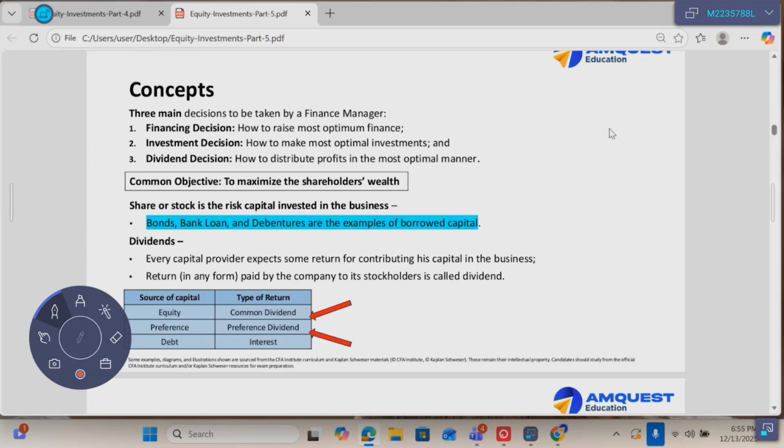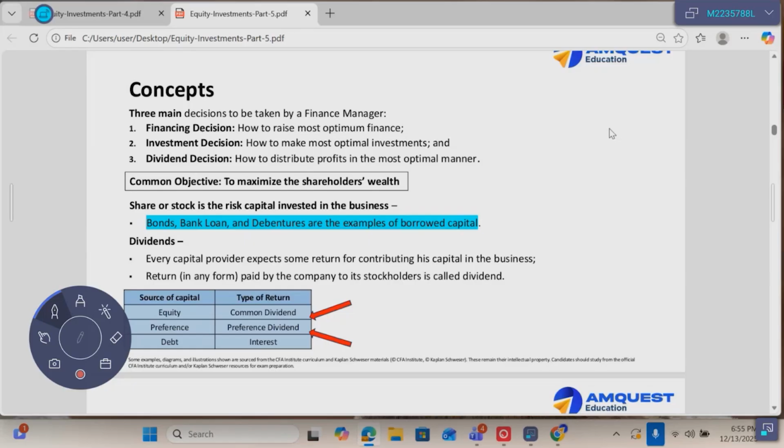Now, if I take debt, it will come at a cost. The cost means I have to give them interest. Interest means eating away the profits of the company. So profits se agar interest ka payment nikal jayega, whatever payment is left, only that can be given to the dividends. So if I give more interest, I will have less money for dividends. So share of stock is the risk capital invested in the business. It is your own money.